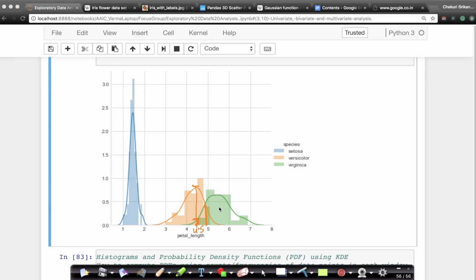I'm not saying we're not going to make errors. We're going to make some errors. But my best gut feel is, since I've seen a lot of flowers which belong to versicolor, which have a petal length of 4.5, than virginica flowers, I will give my decision as versicolor and not virginica. So if you look at that argument, this intersection point will be the best place to set your threshold, right?